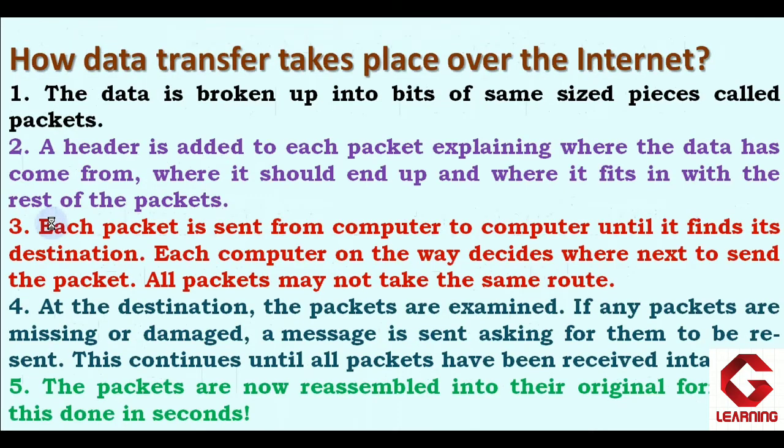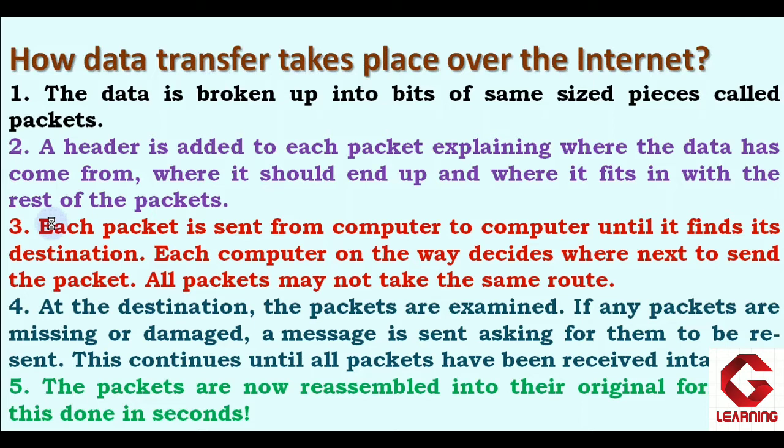Now after this, the most important and the last topic of this video is how data transfer takes place over the internet. This means that whenever we are sending any message or any file to someone, how is that file actually transferred from our device to the receiver device over the internet? That is explained here in 5 steps. The first step is that the data is broken up into bits of same size pieces called packets.